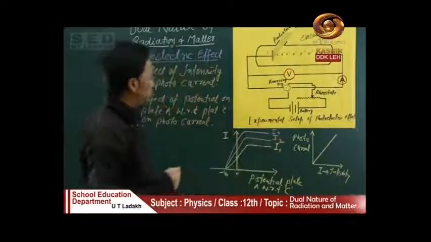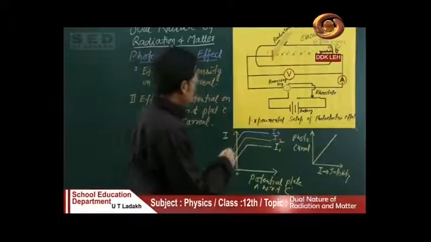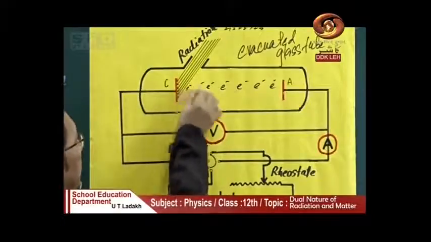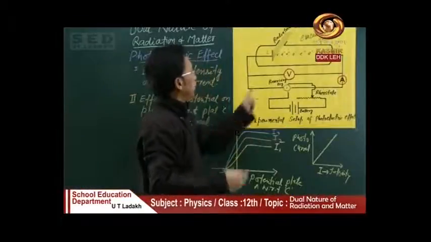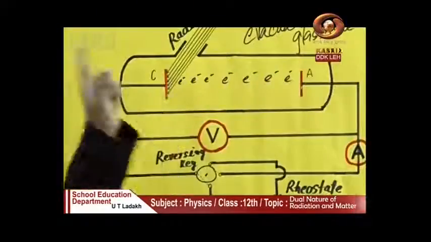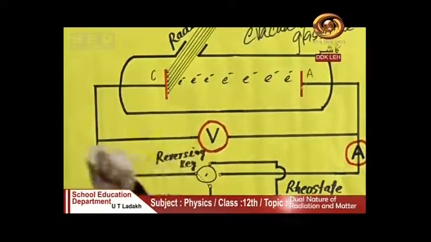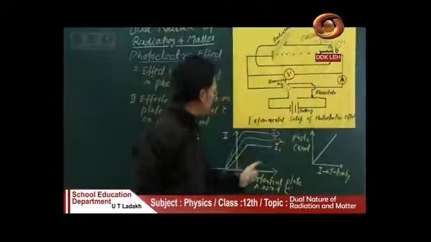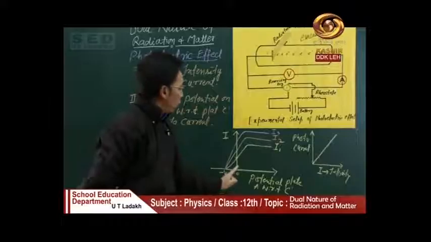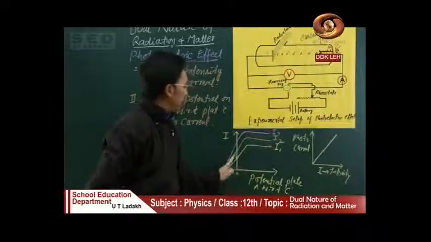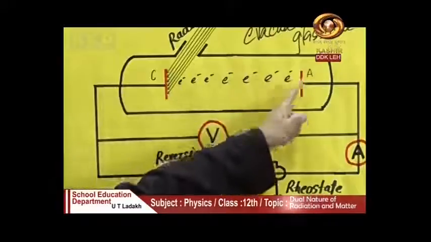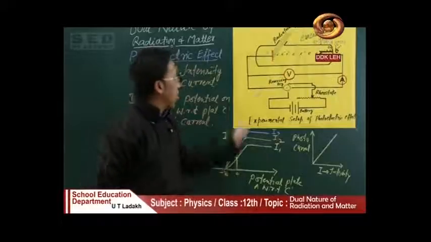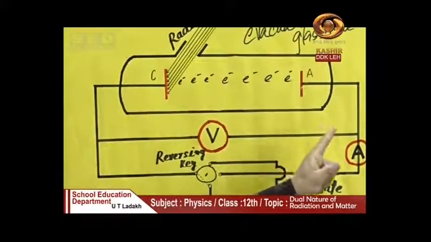But before that, let me say one more thing: when the incident radiation strikes this metal plate C, the electrons come out from this metal surface with different velocity. That means they are coming out with different kinetic energy. Some of the electrons are reaching plate A even at 0 potential. When the potential of the plate is 0, even then some electrons reach point A, because they come out of the metal surface with greater kinetic energy. That's why we observe a small electric current in the outer circuit.